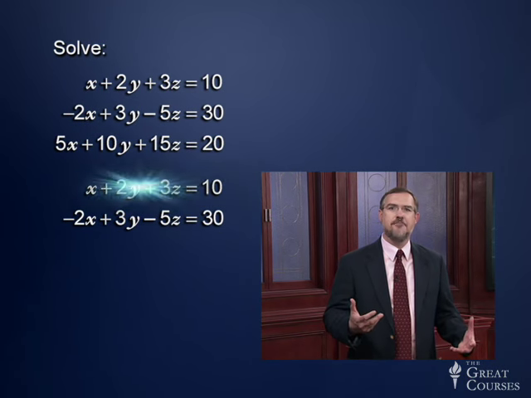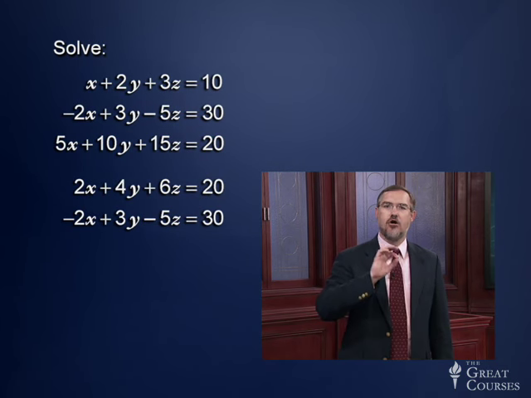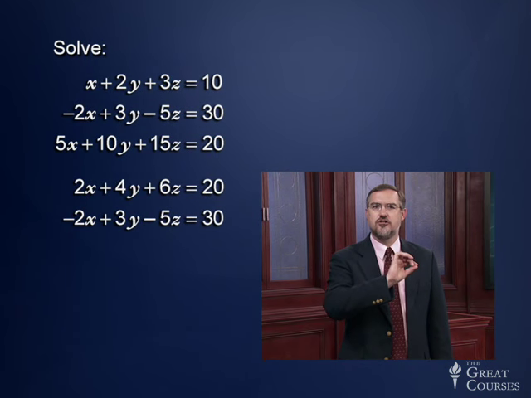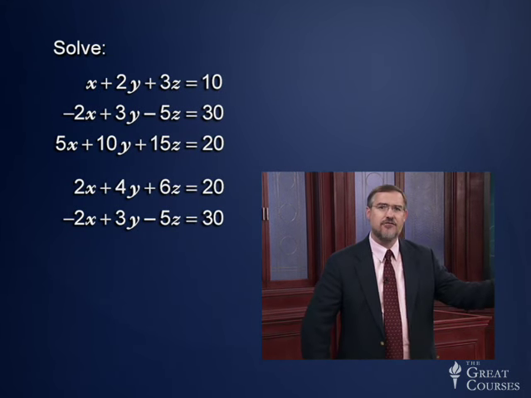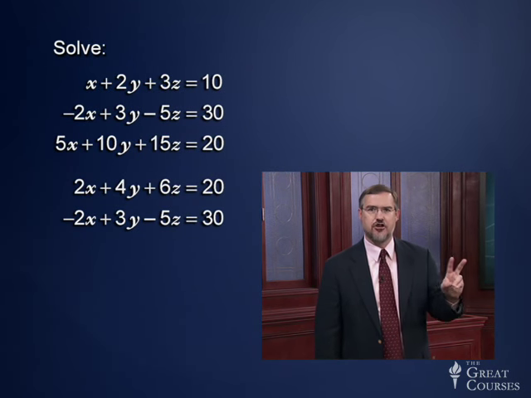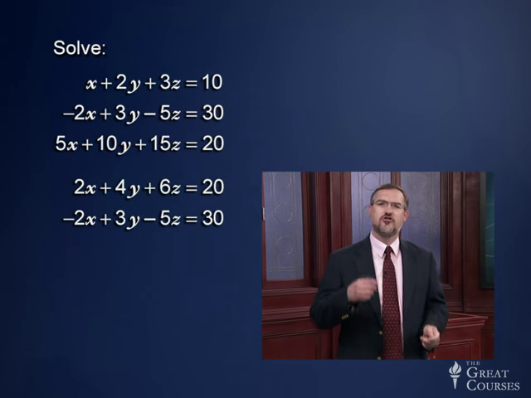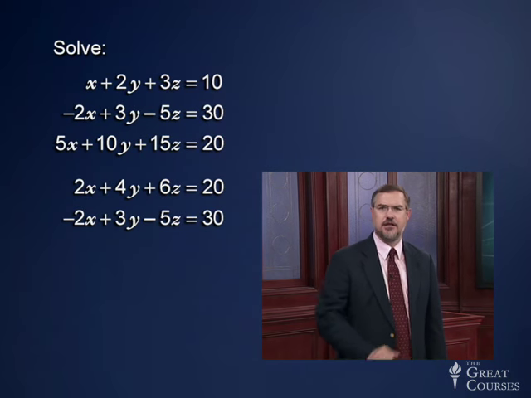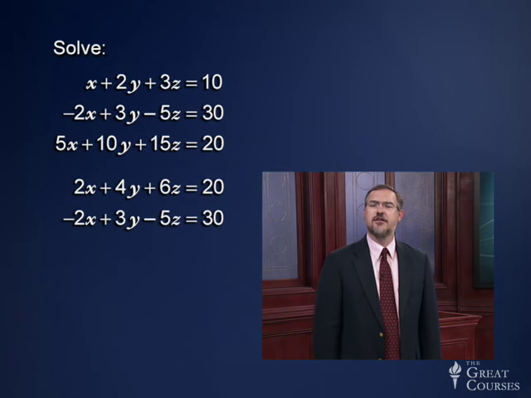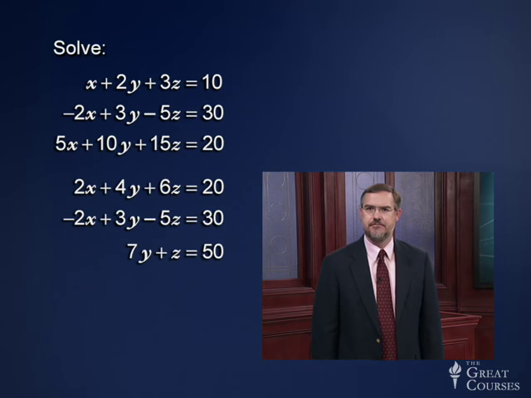You're going to multiply it by 2, and then you're going to add. And when you do that, multiplying the whole first equation by 2, remember you have to multiply everything on the left and everything on the right of that equation by the number 2. When you do that, and then you add, the 2x minus 2x will become 0x, and the x will be eliminated, and you'll be left with 7y plus z equals 50.